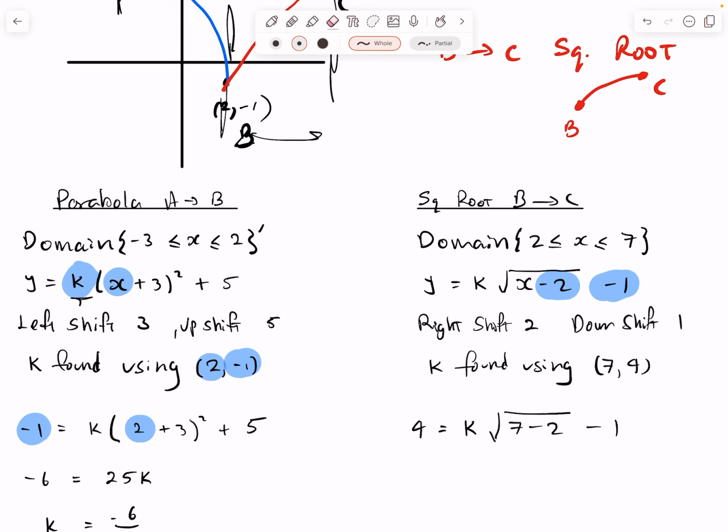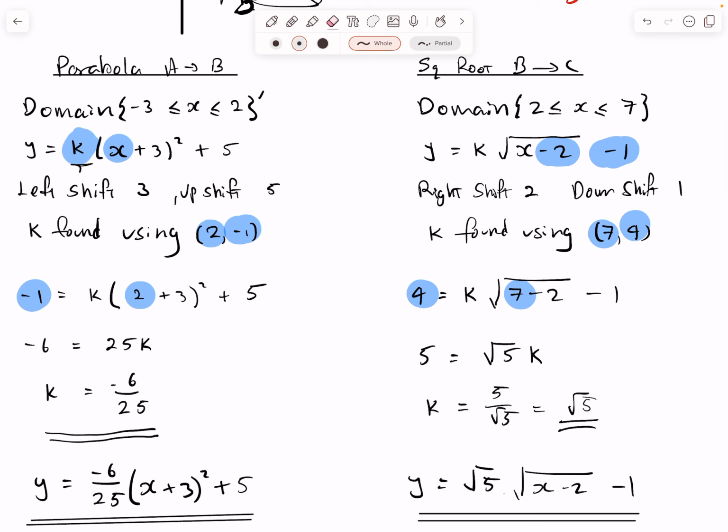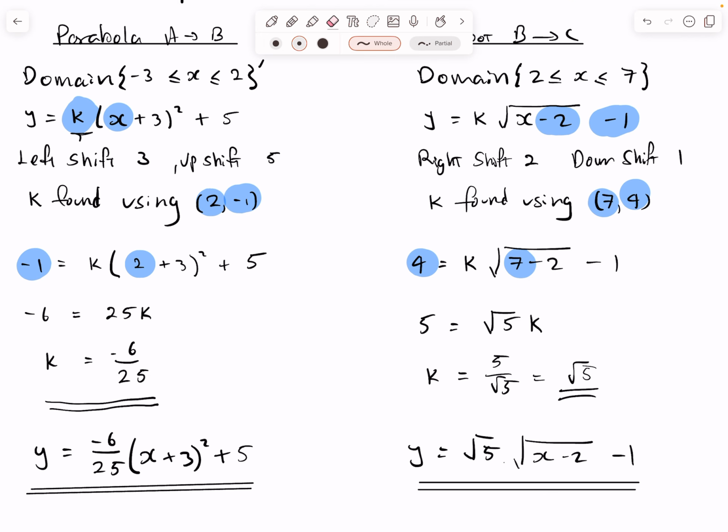Replacing it back in, I've got 4 as my y value and 7 as my x value, and then I can rearrange that to find k. If I take the minus 1 across to the left-hand side, I get 5. 7 minus 2 is 5, so it's the square root of 5 times k. Leave it as the square root of 5; don't try to work out 2 point something. That tells us that k is 5 divided by the square root of 5, which is just the square root of 5. So I can take that value k and put it back into my expression, and there is the curve: y equals root 5 times root of x minus 2, minus 1. Let's go to Desmos.